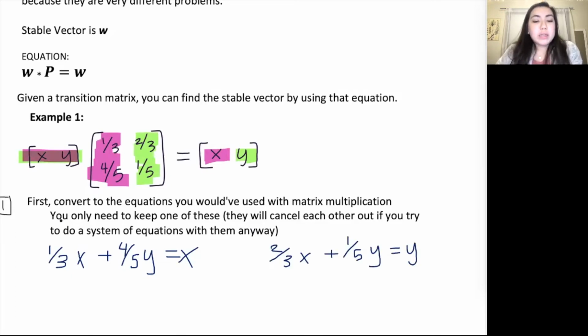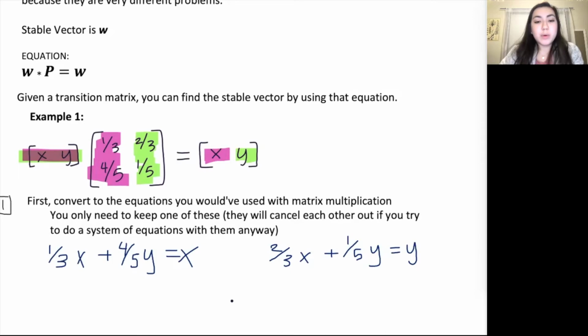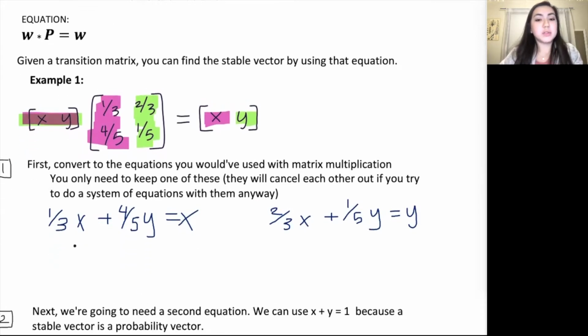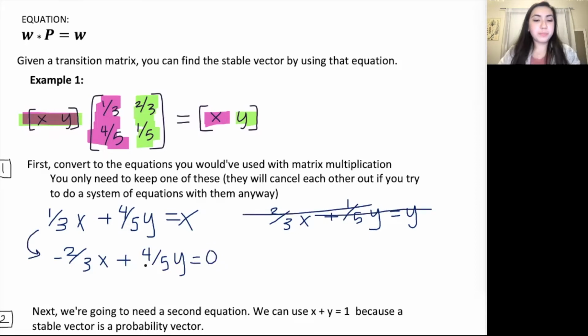So I wrote here that you only need to keep one of these. If you were to try to use these two as your system of equations, they're going to cancel each other out and you won't be able to solve for any variable at all. You can try it if you'd like. But what I'm going to do is just throw one of them out and only use one of these equations. I'm going to use the one on the left here. And I'm also going to make this look a bit nicer by subtracting an x off of both sides. So that leaves me with negative 2/3 x plus 4/5 y equals 0. So I converted this into this, and we're going to throw this guy out because we don't need it.